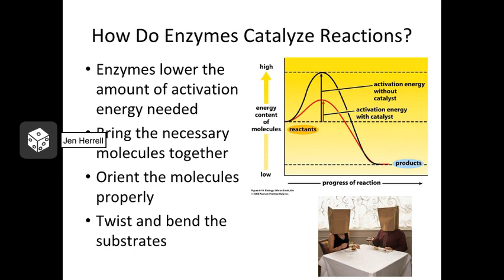Enzymes speed up reactions in two ways. First, let's consider what they physically do to the molecules they work on, the substrates. And I have a really stupid analogy to help you understand this. Let's say that you have two friends that you think would make an amazing couple, but they don't know each other. So you decide you're going to play matchmaker and you're going to throw a party. So you throw this party and you invite both of them.